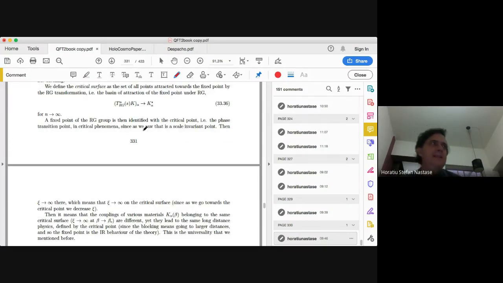All right, now let's understand a little bit more the picture of these renormalization group transformations as blockings. Let's do some definitions also. Let's define the critical surface as the set of all points attracted by the fixed point. So they all go towards the fixed point in the RG transformation. Another mathematical way of describing this would be to say that the basin of attraction of the fixed point under RG is this critical surface. So when I do n RG transformations, T_RG^n of S on the parameters k, you go to k star when n goes to infinity.